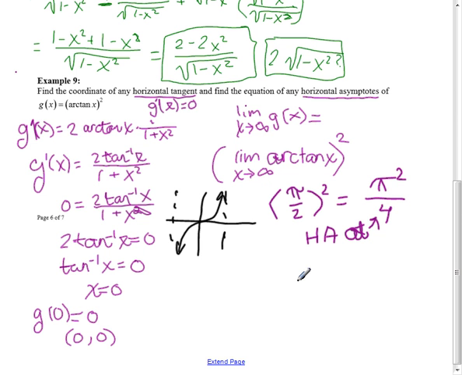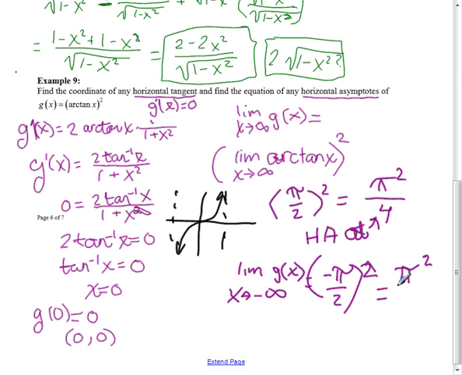Alright, we also have to consider the opposite case. So where's the limit of g of x as x approaches negative infinity this time? Alright, so where is tangent approaching negative infinity at? And that is negative pi over 2. Alright, and if we square that, just like the last example, we get pi squared over 4. So it's the same place. So either way, sometimes we can have two different horizontal asymptote numbers, but in this case we have the same thing.